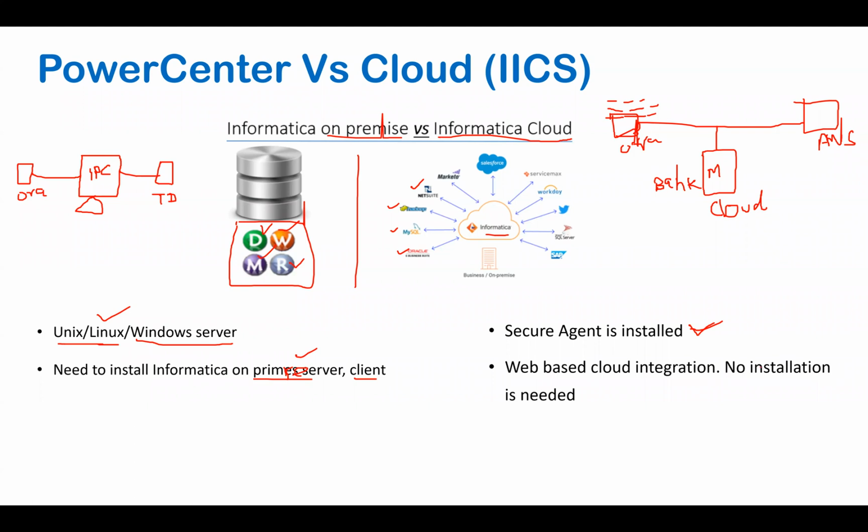But here it's a web-based cloud integration. No installation is required by ourselves. If you go to a real-time project, there is no installation. You just need to get access to that particular link, and then you can access it. That's what you go for with IICS. Then the on-premises repository.